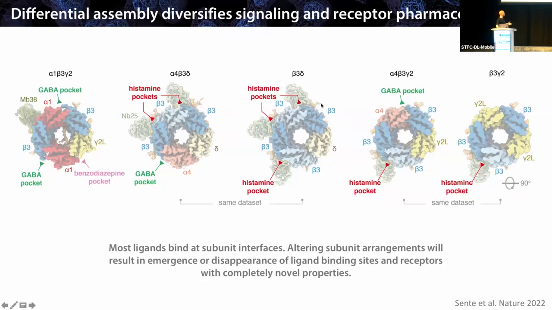And another interesting case is, for example, this receptor, which is composed of GABA receptor subunits, but has no canonical site for the GABA. Differential assembly clearly diversifies signaling in response to both physiological and synthetic agonists. And I'm just going to dive into one case study, which is what happens if we add simultaneously GABA and histamine to a cell line that's expressing these subunit combinations. In the paper, we have several more case studies.